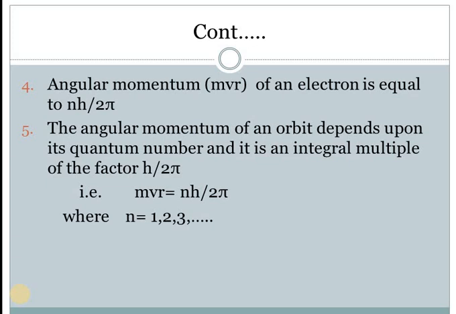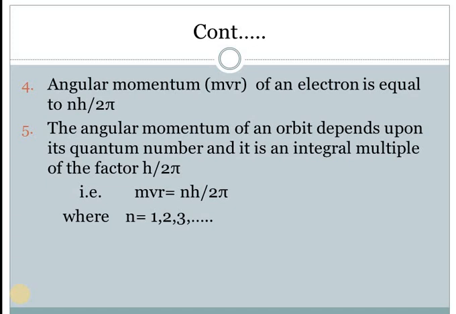Or we can say that the angular momentum mvr of an electron is equal to a fixed value, nh by 2 pi. Now what are all these values? m is the mass, v is the velocity, r is the radius, n is the number of the orbit we are talking about, and h is Planck's constant, 2 is a constant value, and pi is also a constant value. Fifth point is, angular momentum of an orbit depends upon its quantum number.